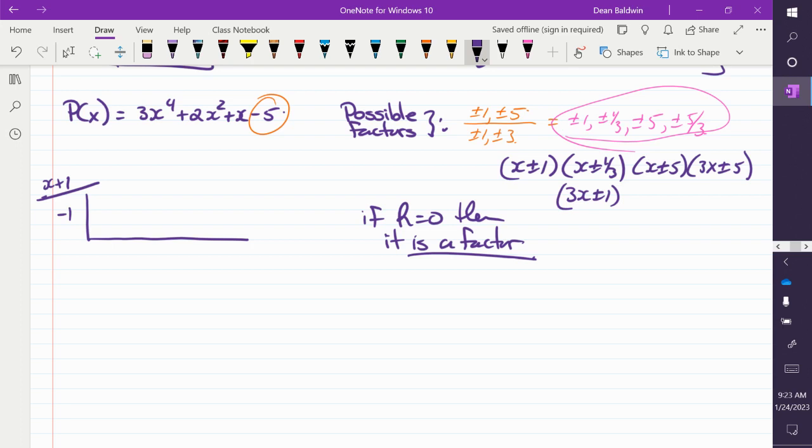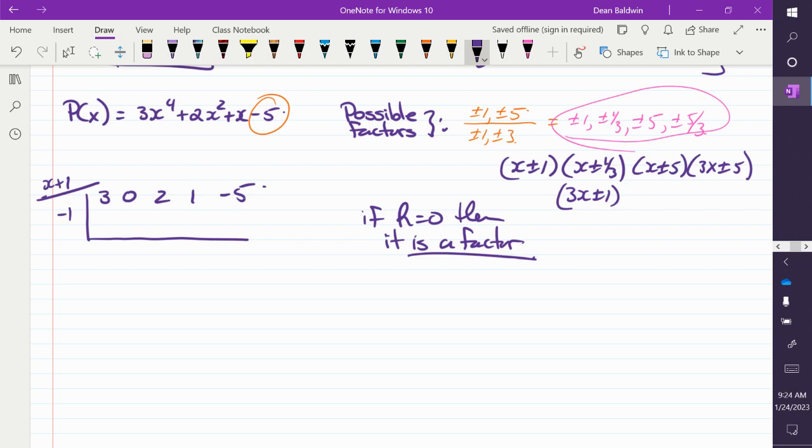The coefficients, right? And you have to make sure that they go down in order. So are we missing anything? We're missing the cube. So what do I put in as a placeholder? 0. So I get 3, 0, 2, 1, negative 5.